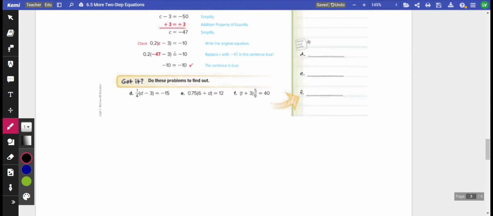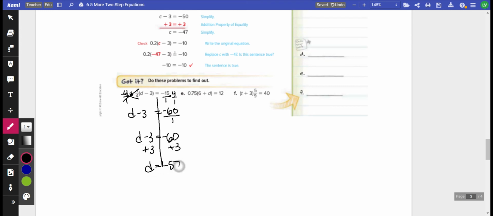We're going to try letter D. There is a fraction, so I want to multiply by 4 divided by 1 on both sides to get the reciprocal. I'm left with d minus 3 equals, well, I'm going to take negative 15 and make it into a fraction by dividing it by 1. That'll help me with simplifying. Negative 15 times 4, well, 15 times 4 is 60. Positive divided by negative is a negative. It's negative 60 divided by 1. So d minus 3 equals negative 60. I'm going to add 3 to both sides. I get d equals negative 57.